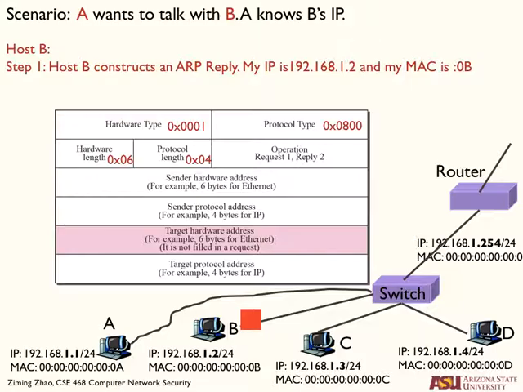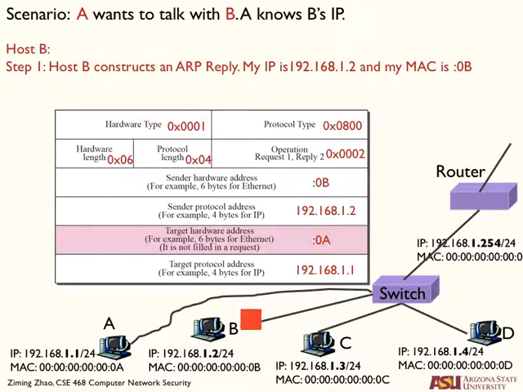So this is what this packet looks like. The same hardware type, the same protocol type, length, and the operation here is a reply. So B will fill in 2 here, and since in this case B is the sender, B will put its own MAC address here, which is B, as the sender's hardware address, and its own IP address. And B knows who the target is. So B will put host A's MAC address here, and host A's protocol address here.